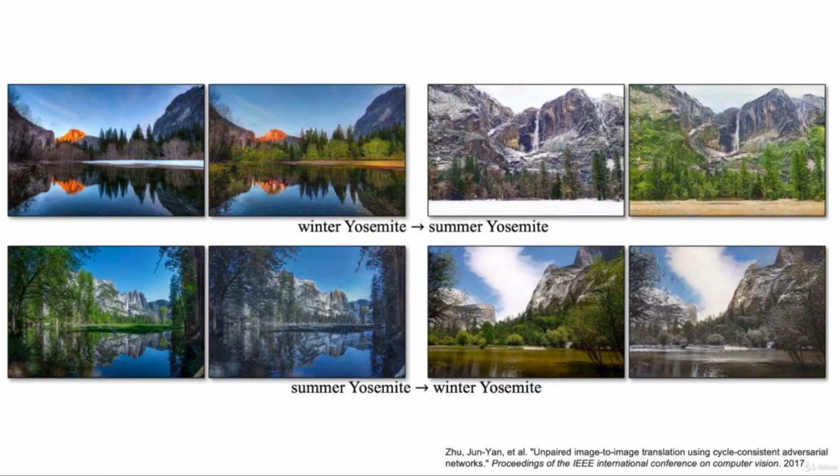A nice application is in season change. The model is able to transform images from winter to summer. It may find its application in film development, where usually it is required to be summer, but the film is made in winter.